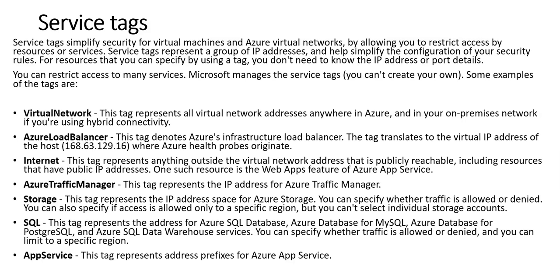So if I'm trying to make an inbound rule where I would specify the inbound connection from the internet, rather than specifying the CIDR block, I can use the service tag named Internet, and it's obvious that I'm allowing the publicly reachable traffic. The Azure Traffic Manager. This tag represents the IP addresses for Azure Traffic Manager. Storage. This tag represents the IP address space for Azure Storage.